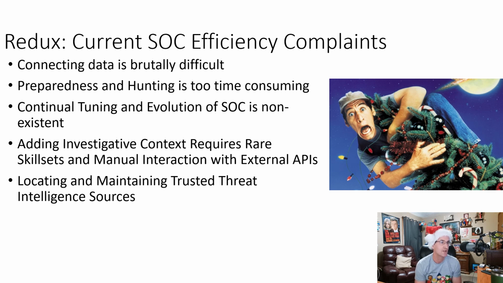Continual tuning and evolution of the Security Operations Center is non-existent. You saw how we've been able to do things within Microsoft Sentinel to help evolve. Even from that hunting perspective, if over time we determine that there are some hunting operations that we can automate even more, we can turn those hunting queries into analytics rules so that we allow the tool to do the job for us. Adding investigative context. We saw through playbooks, we can add more context, we can add additional IP addresses. There are a lot of things that we can do to add evidence to those incidents, that bucket of information, to allow us to be more efficient in our investigations. Locating and maintaining trusted threat intelligence sources. You saw our MITRE ATT&CK framework that's built into Microsoft Sentinel, which absolutely is that source of trusted information.